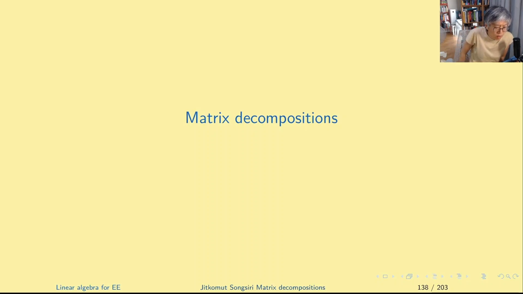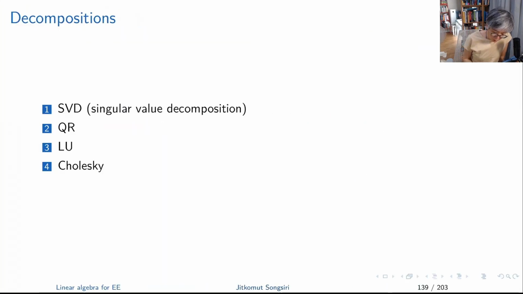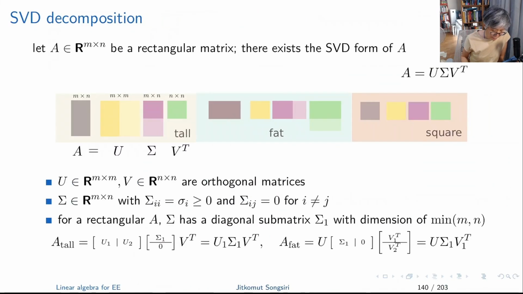This is advanced linear algebra course, and we're in the chapter of matrix decompositions. This chapter includes SVD or singular value decomposition, QR factorization, LU and Cholesky factorizations. Each factorization will have assumption on the matrix A to be factorized. In this video clip, I'm going to give the lecture on SVD.